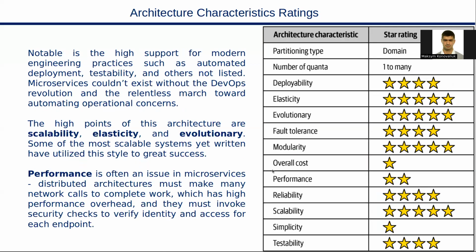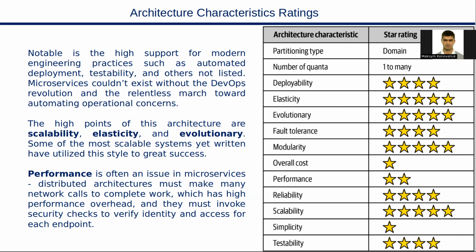Now let's try to finalize and understand the architecture characteristics of microservices. Generally, you can notice from the first look that it's quite good. There are almost 5 stars for all of them. The high points of this architecture are scalability and elasticity, because you can scale your instances as much as you want. Evolutionarity, yes. You can just replace one service with another, so it is much easier to evolve your approach.